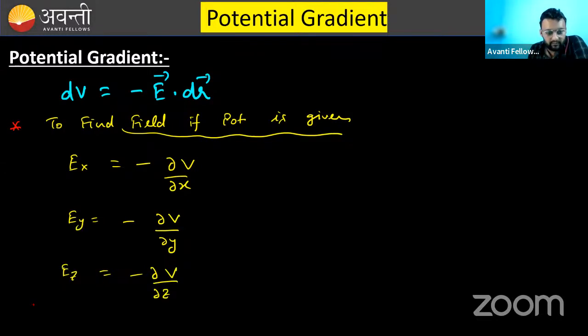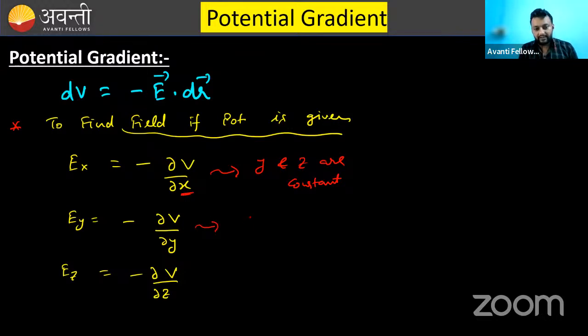Now there is another term that you should be aware of: what is the meaning of partial differentiation? When you are differentiating with respect to x, then y and z are constant. Remember this. Clear? Okay. And similarly, if you are talking about with respect to y, then which are constant? X and z are constant.